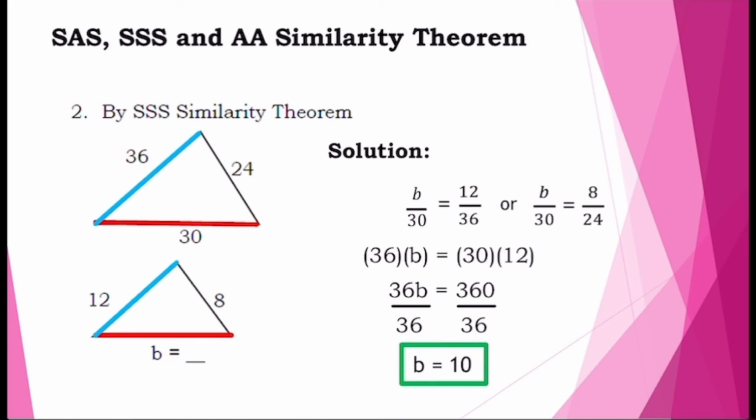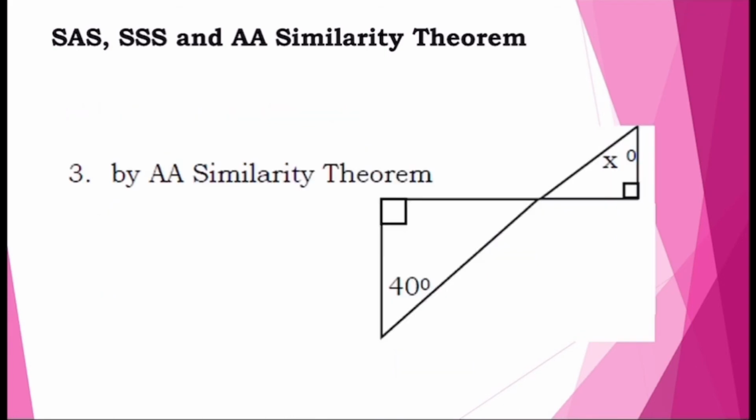Next, by AA similarity theorem, we have a given triangle with a given angle which is 40 degrees. And another given angle measure, we have 90 degrees. So we need to remember that the sum of angles of a triangle is equal to 180 degrees. So therefore, what will be the degree measure of the remaining angle? The answer is 50 degrees.